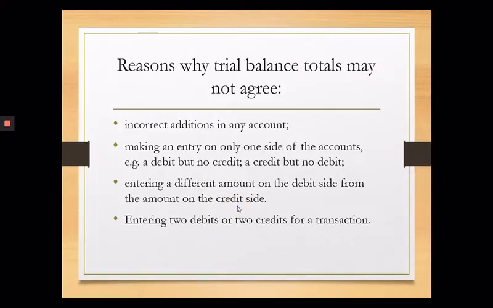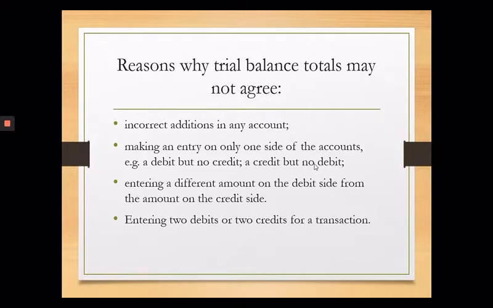There are many reasons why the trial balance totals may not agree, and some of the reasons are incorrect additions in any account, which will result in an incorrect account balance, thereby the trial balance total will not agree. Another reason is making an entry on only one side of the account, e.g., a debit but no credit or a credit but no debit. You know that for every transaction, there should be a debit and a credit.